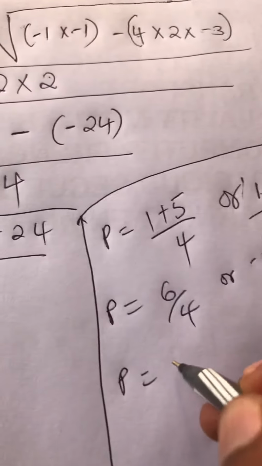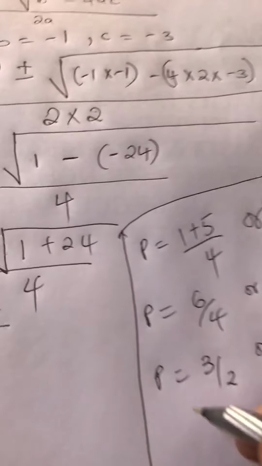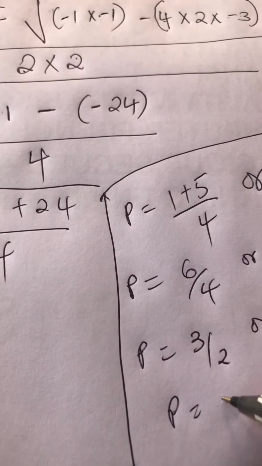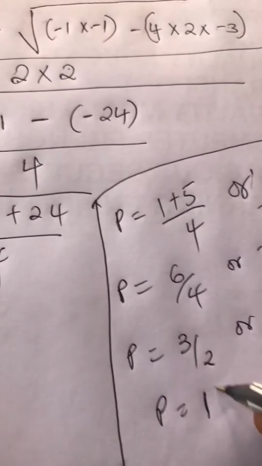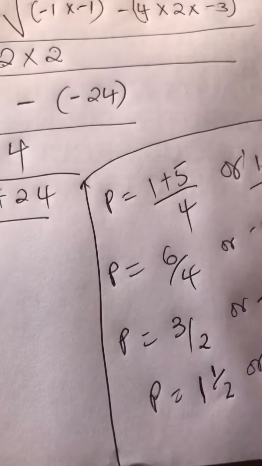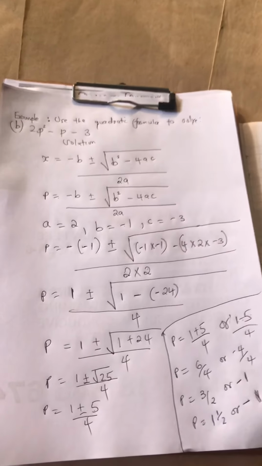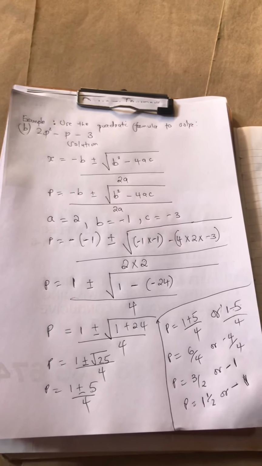P is equals to 3 over 2 or minus 1. Therefore, P is equals to 1.5, because 3 over 2 is 1.5 or minus 1. Usiache answer ikiwa in improper fraction. Put it into mixed fraction. Hapo sawa? Nice one, nice one. Maze, I hope umeelewa fiti.